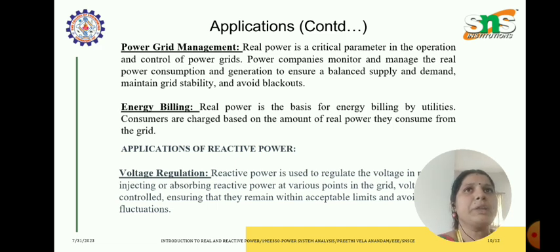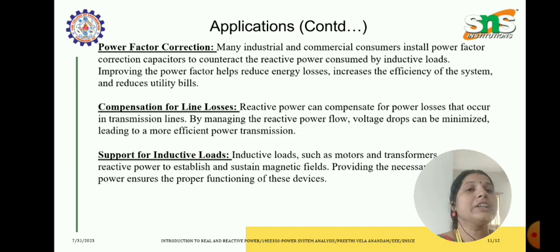So, these are the very important applications. When you take the case of applications of reactive power, it is used to regulate the voltage. In voltage regulation, it plays a highly important role, and it is also used for power factor correction. In many industrial and commercial consumers, power factor correction capacitors are installed to counteract the reactive power consumed by the inductive loads. So, for improving the power factor, it plays a major role, and also for compensation of line losses, reactive power plays an important role.